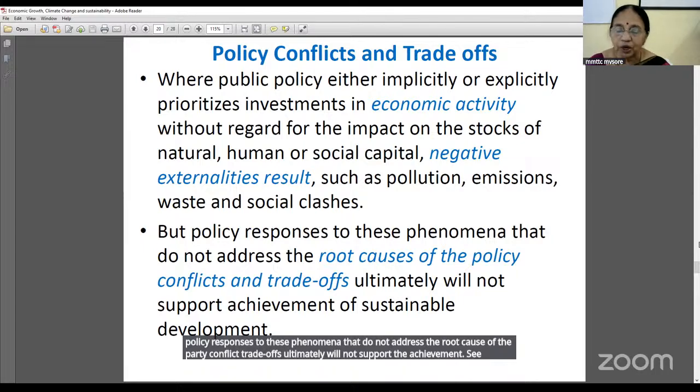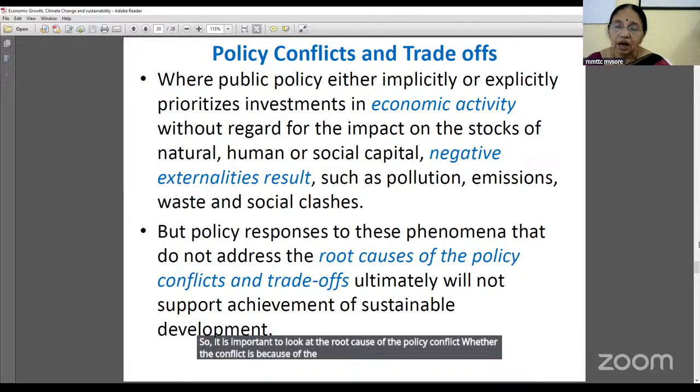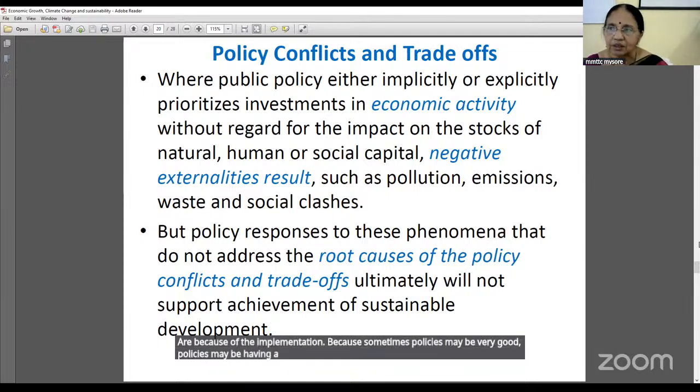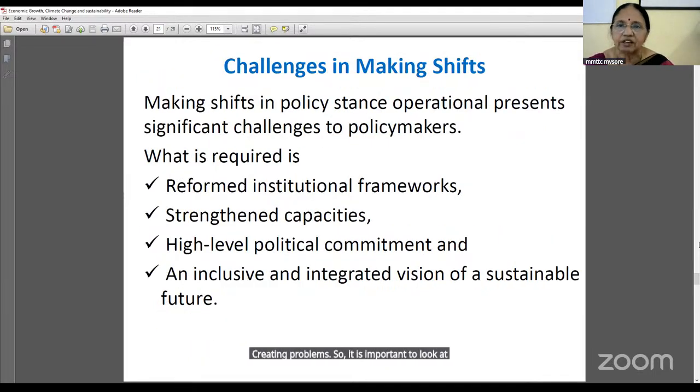See, when a policy is made, and if it is negatively affecting another variable or anything else, it is important to look at the root cause of the policy conflict, whether the conflict is because of the policy or because of the implementation. Because sometimes policies may be very good and have a positive impact, but the way it has been implemented may be creating problems. So it is important to look at these two things and identify this.